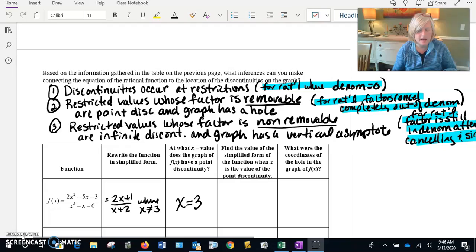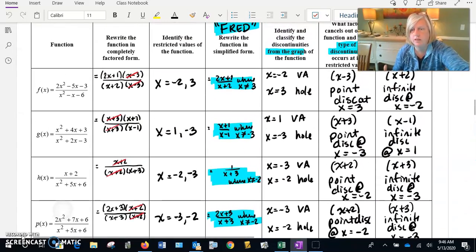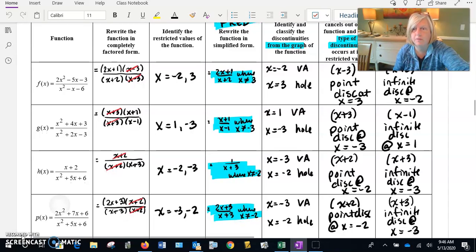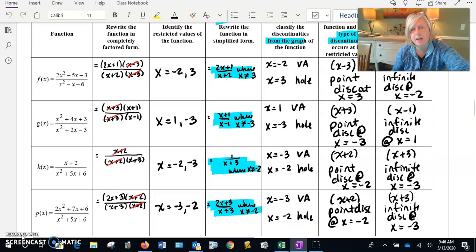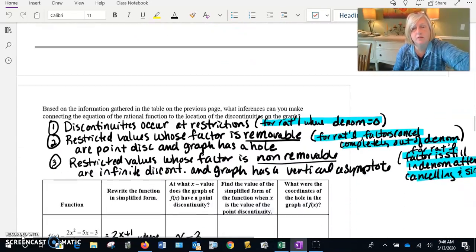So you had completely filled in this chart, and you can check the answers to the key. And of course, I popped up some information as you were filling it in from the Ed puzzle. But the idea is that anytime you cannot remove a factor, you will have a discontinuity that is infinite. Anytime you can remove a factor, then you have a discontinuity that is a point discontinuity.